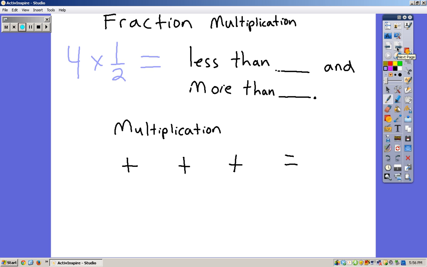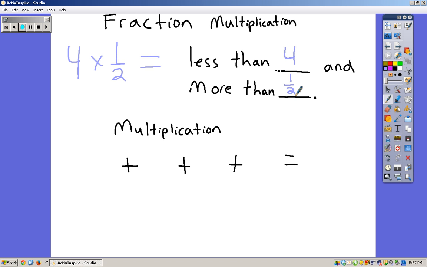On Monday, we learned about some rules with multiplying fractions when you have whole numbers multiplied by fractions. The rule stated that when you multiply a mixed number or a whole number by a fraction under 1, the product will be less than one of the factors and more than the other. In this case, 4 times 1/2 is going to be less than 4 and more than 1/2. Well, let's figure it out.